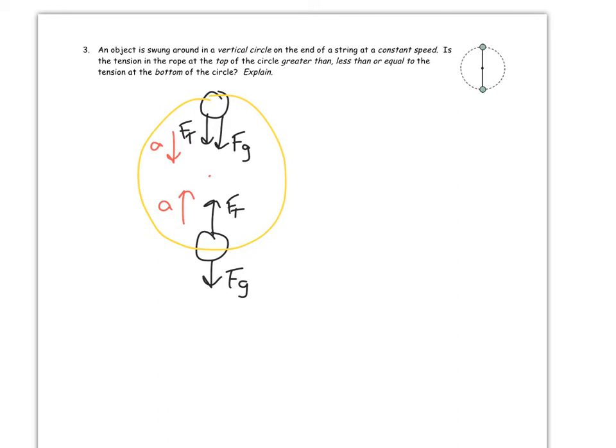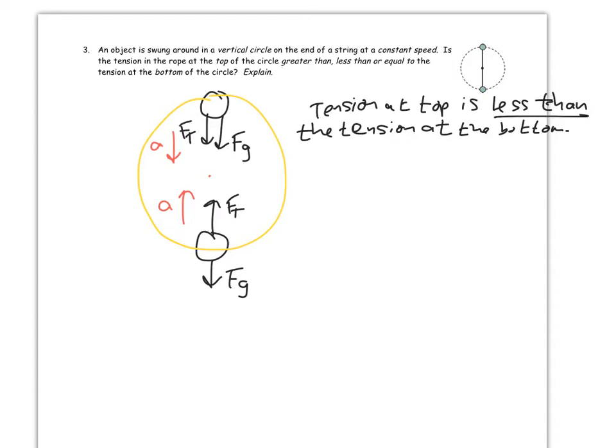So if I look at these forces here, I can see that at the top, Ft and Fg are working together to create that inward acceleration, whereas at the bottom, Ft has to oppose Fg and still add some additional force to create that inward acceleration. So that means this tension at the bottom is going to be bigger than the top. So to answer the question, the tension at the top is less than the tension at the bottom.